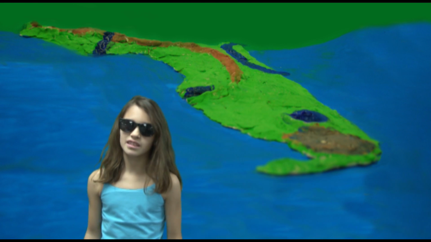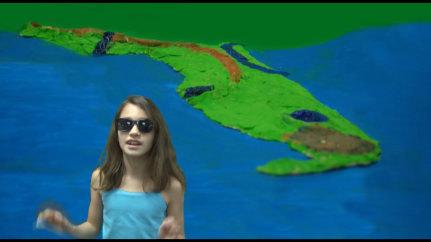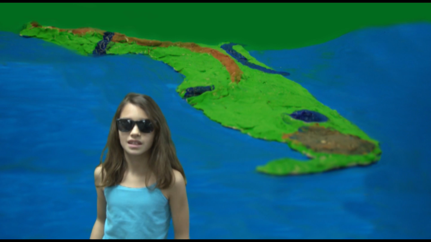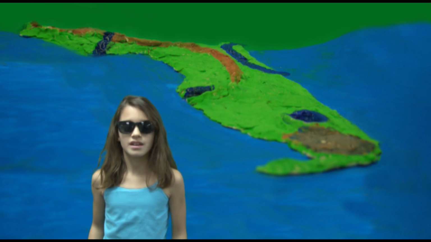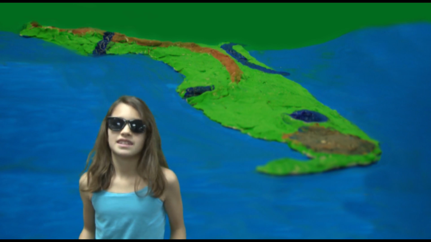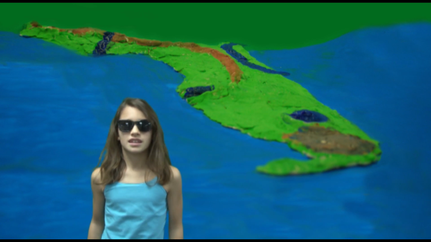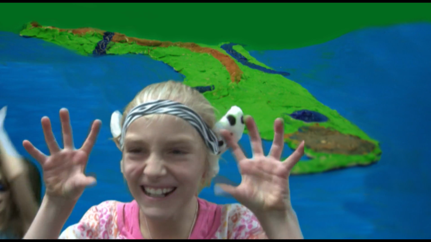Population, 19,317,368 people. Tree, cabbage palmetto. Capital city, Tallahassee. The animal is the Florida panther.